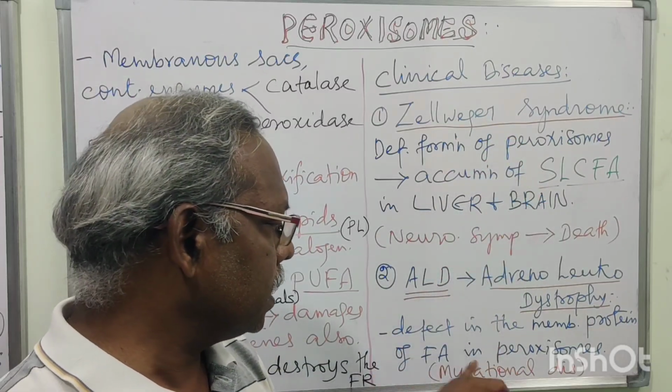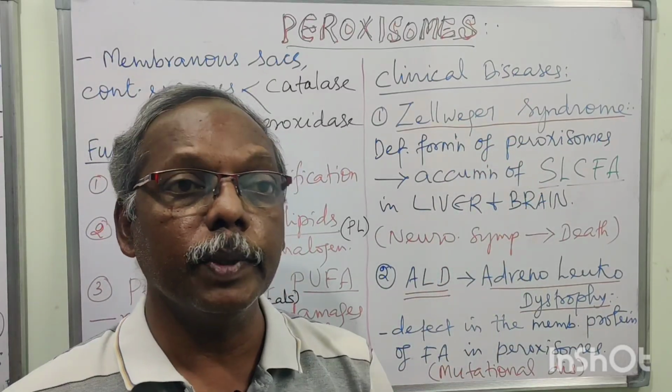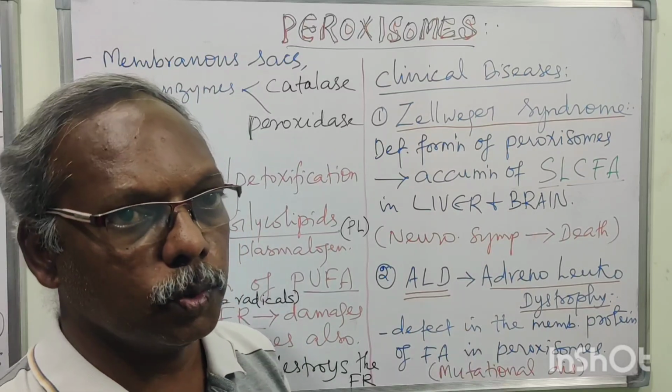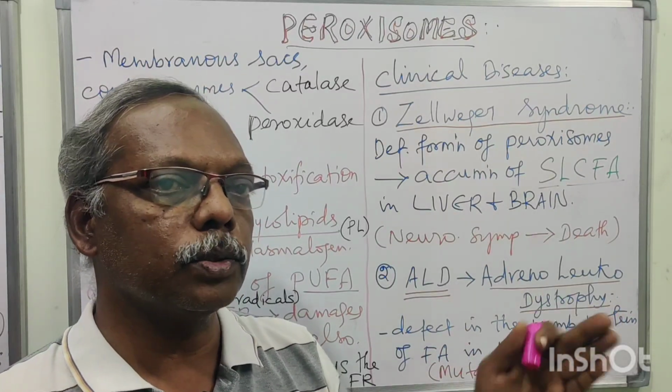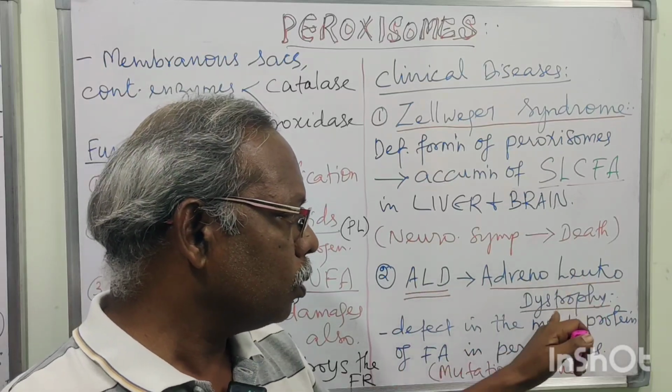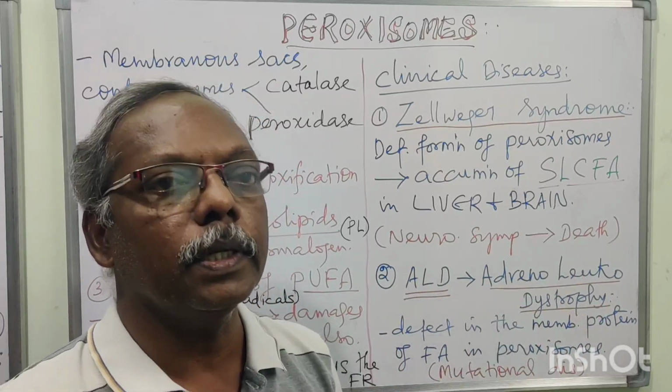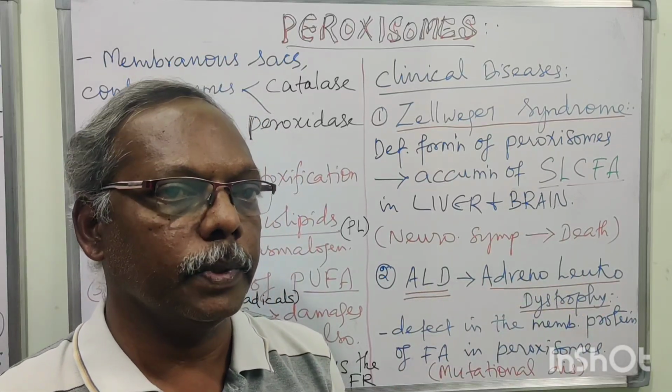Second one is ALD. This is also a defect in the membrane protein of the peroxisomes. Some mutation happens in the peroxisomal membrane that leads to adrenoleukodystrophy. This is also a very serious condition, right?